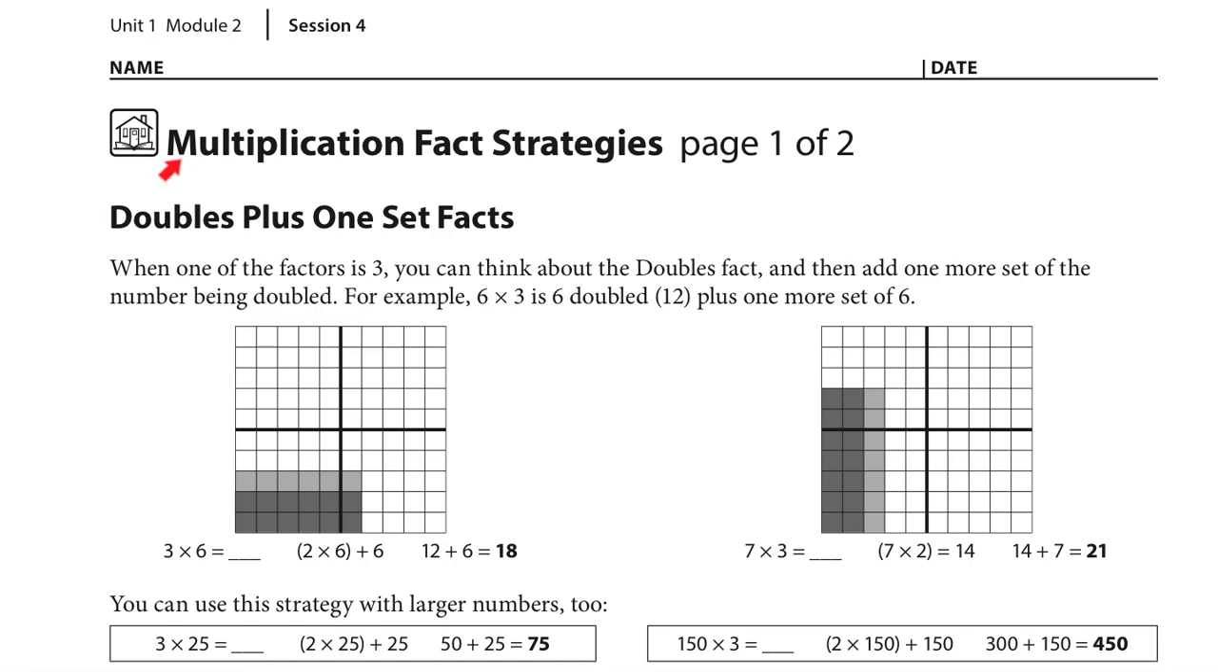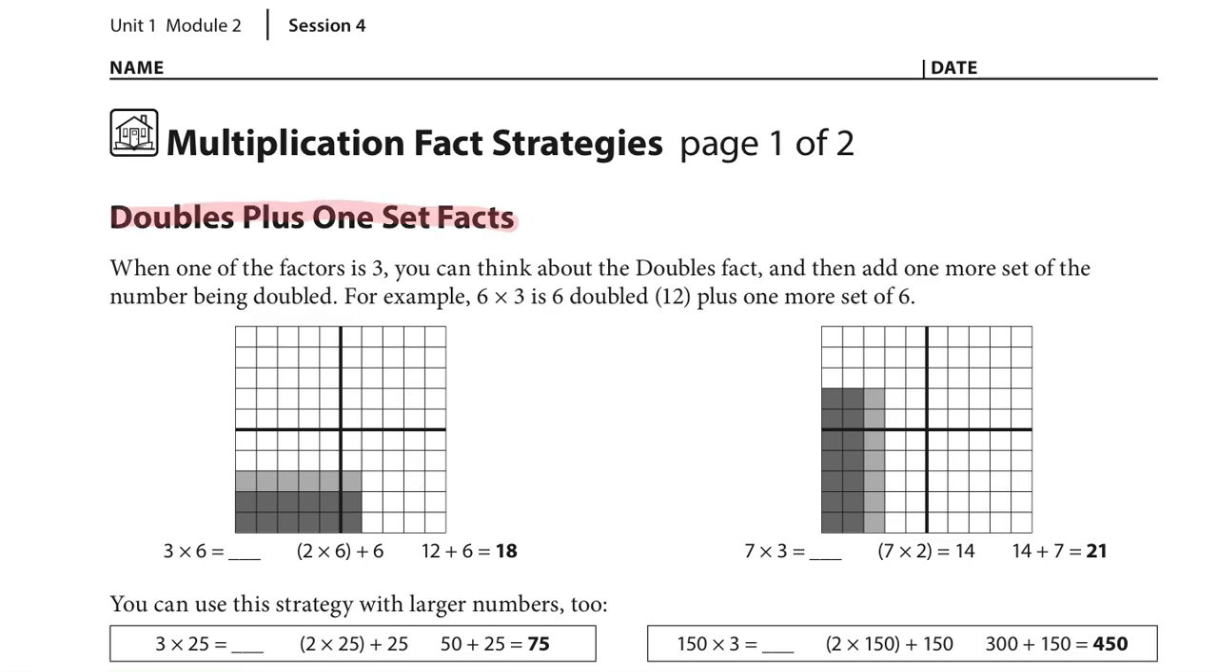The name of this home connection is Multiplication Facts Strategies. It's a two-pager. Put your name and number at the top in case you lose it. Good thing to do. We're talking about doubles plus one set facts. Wow, there's a lot going on there.